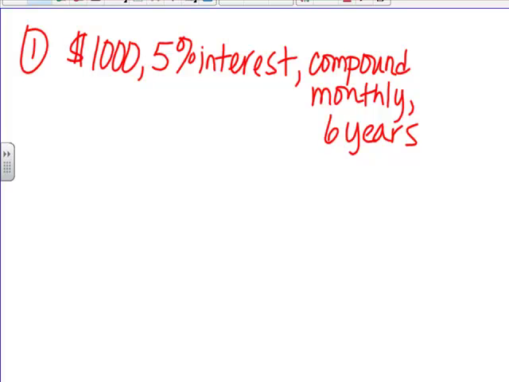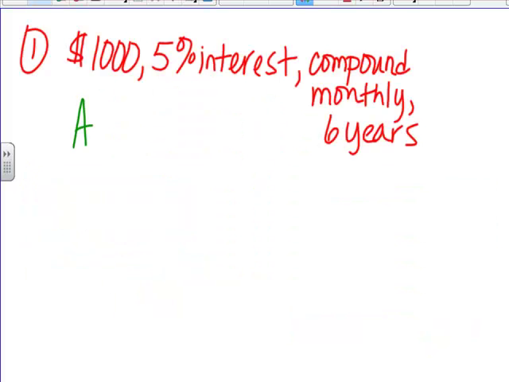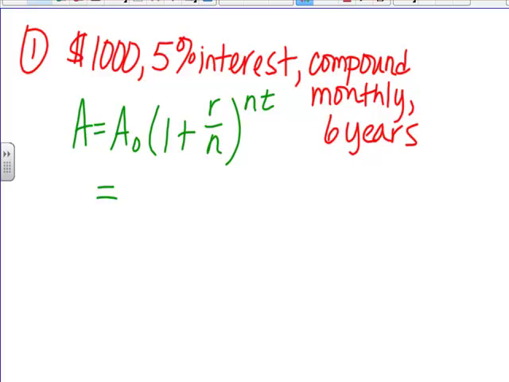Okay, just to go right off the bat with one of the equations. Say we have $1,000, 5% interest compounded monthly over 6 years. So this would be a situation where you need to realize that we need to use this equation right here. So we write A is equal to A naught, is how we say this, times 1 plus r over n raised to the nt. So A naught is this thing. Sometimes you'll see a P. It just means what we start with. P stands for principal.